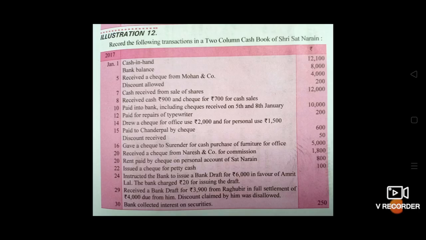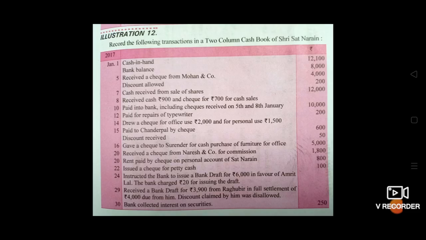Again on 20th January, rent paid by check on personal account of Satnaren rupees 800. Means from business account the check has been issued and this check was deposited to the personal account of Satnaren and this amount is paid for rent. Okay, so this is personal thing, drawings of the owner. 22nd January, issued a check for petty cash rupees 100.